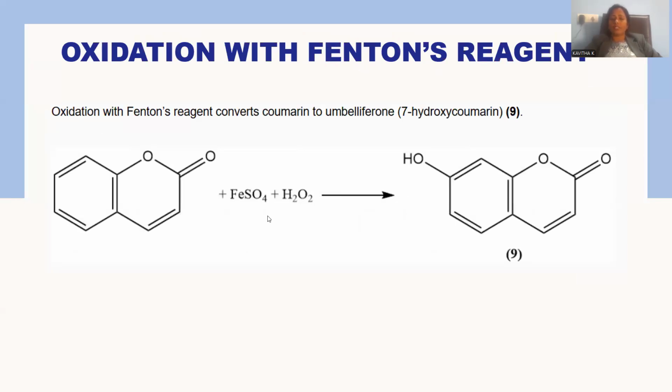Fenton's reagent is designated as the mixture of ferrous sulfate and hydrogen peroxide. Whenever ferrous sulfate and hydrogen peroxide are treated together, they generate hydroxyl functionality at the seventh carbon atom. So 7-hydroxycoumarin will be the expected product by means of Fenton's oxidation. This is said to be hydroxylation. The hydroxyl moiety is incorporated at position number 7.